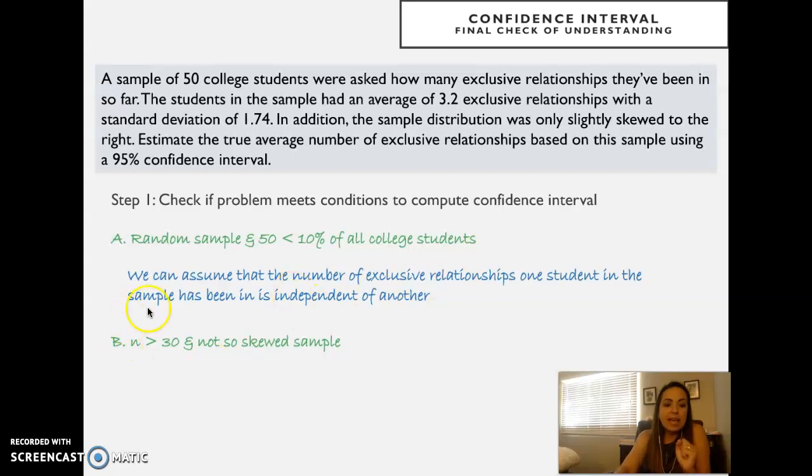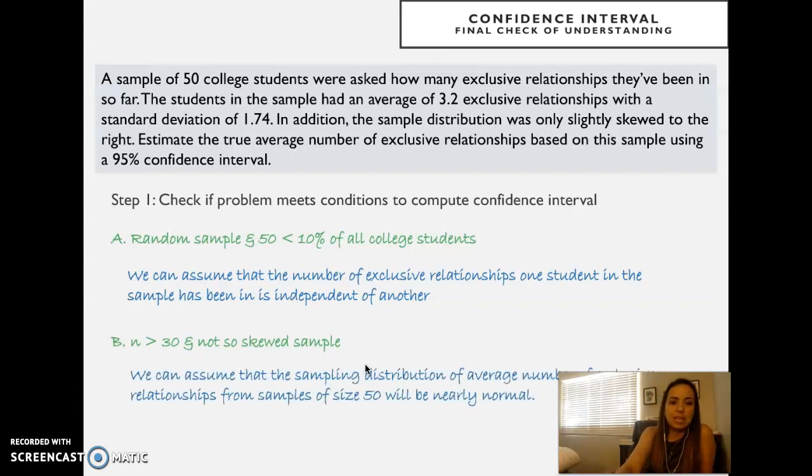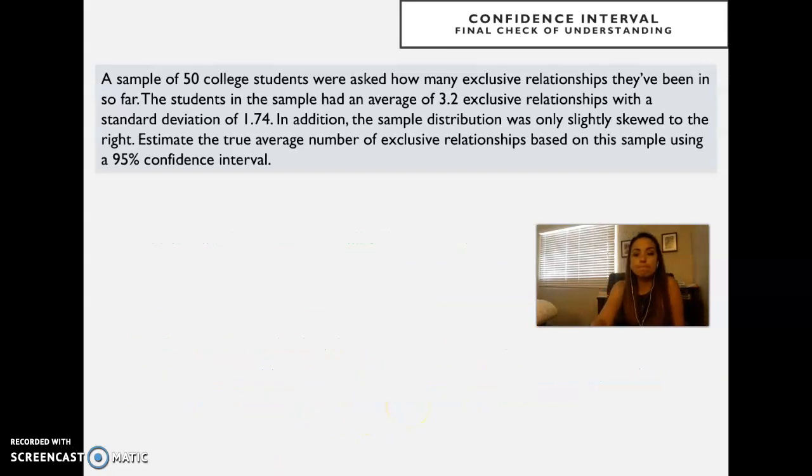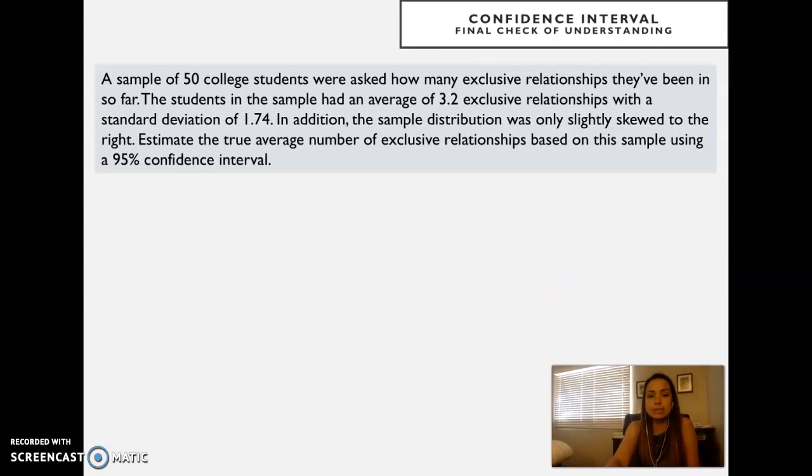B, n is greater than 30, and the distribution is not so skewed, right? If the distribution was very skewed, still the n was going to be greater than 30, and I would say, okay, we can assume that the sampling distribution is normal. So we can assume that the sampling distribution of the average number of exclusive relationships from samples of size 50 will be nearly normal, right? So we can apply the central limit theorem. Now let's compute the interval.